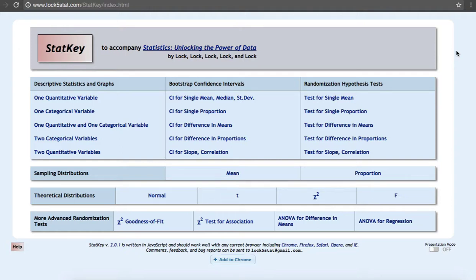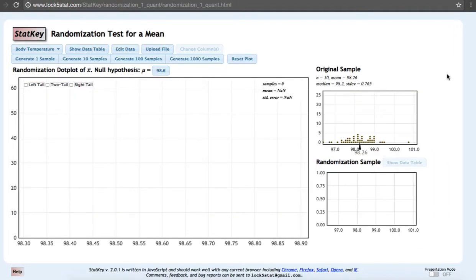We're going to use StatKey to construct a randomization distribution. In this example, I'll construct a randomization distribution that could be used to conduct a hypothesis test for a single mean. We'll use the built-in dataset, body temperature.